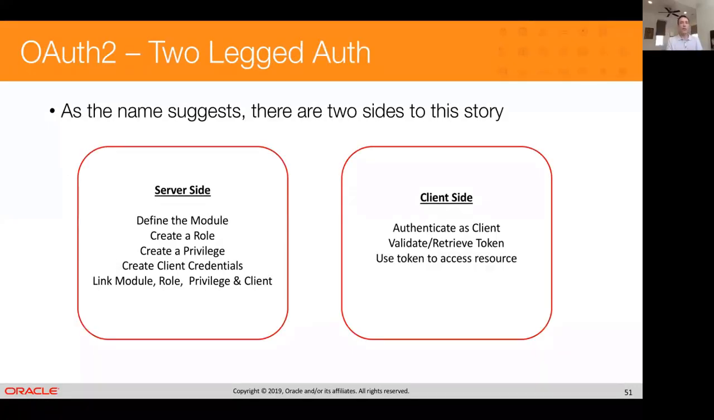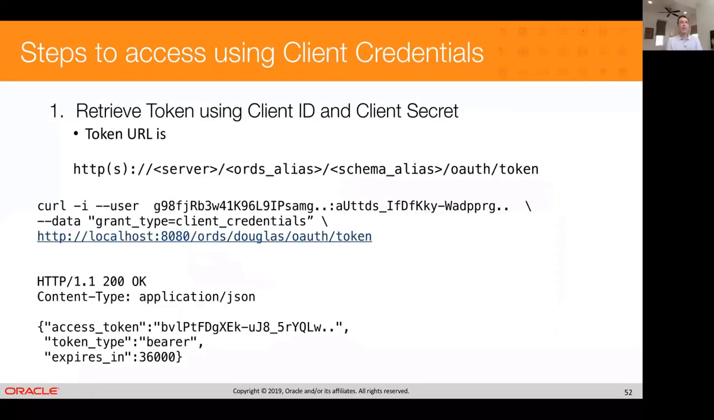The next thing to do, on the client side, is to call using those two things, the client ID and the client secret. In this case, I'm using a curl statement, but it could be PL/SQL, and I'll show you in Postman how that's done. You're passing across the client credentials type, and you're calling a specific URL to get the token. With ORDS, it's your server, your ORDS alias, your schema alias, and then oauth/token. That's where you go to get it. It passes you back an access token. It tells you the token type, and how long it is before that token will expire and you'll need another token.